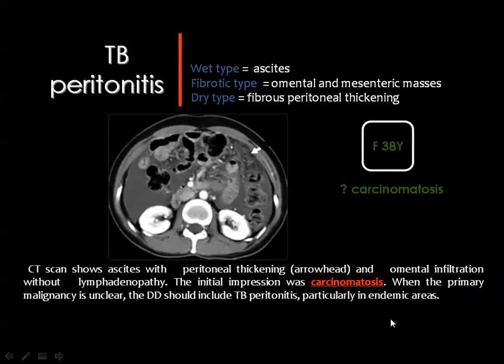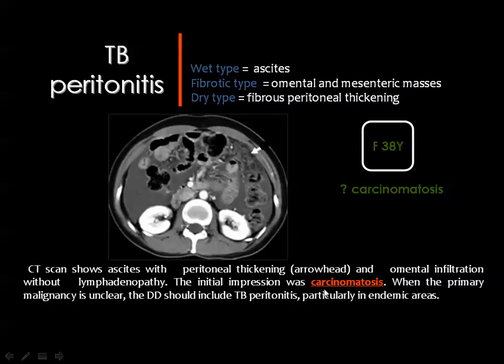Then one of the causes of peritonitis is granulomatous infection, commonly in our countries, like TB peritonitis, and we have three types of TB peritonitis. The wet type, which appears in imaging as just accumulation of fluid within the peritoneal cavity. The fibrotic type will show some omental and mesenteric masses which are difficult to differentiate from metastatic disease, for example, which is more common. Then the dry type will result in fibrous peritoneal thickening and contractions.